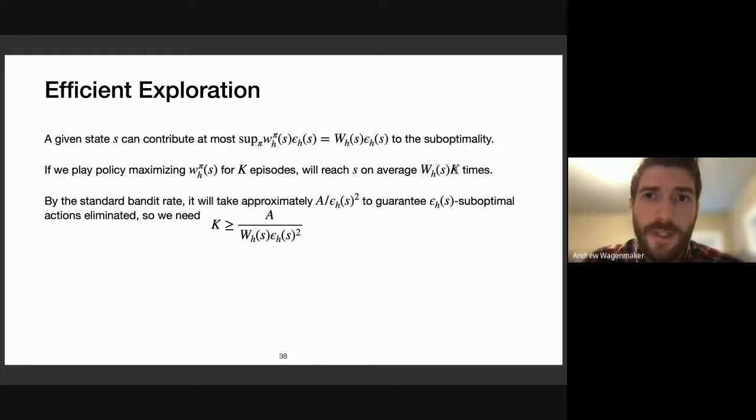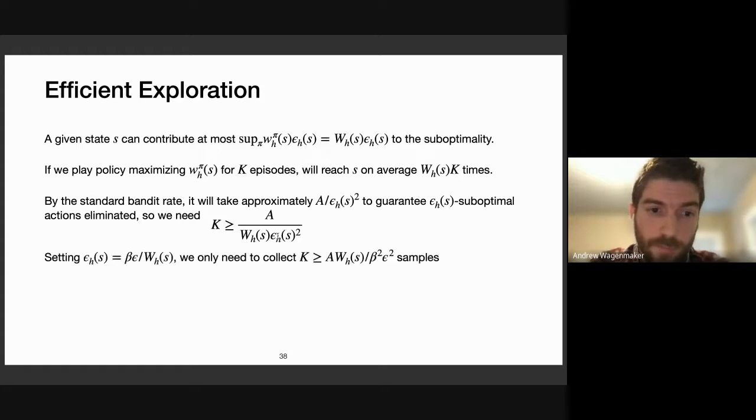By standard bandit rates, to find an epsilon_h-optimal action in this state, it might take something like A over epsilon_h(S) squared samples. So if we were playing this policy pi, we need K to be greater than A divided by w_h(S) times epsilon_h(S) squared. Now this is the key thing. If we set epsilon_h(S) to be equal to some beta times epsilon, the complexity we actually care about in the end, divided by the maximum reachability of this state, then we only need K to be greater than A times w_h(S) divided by beta squared epsilon squared.